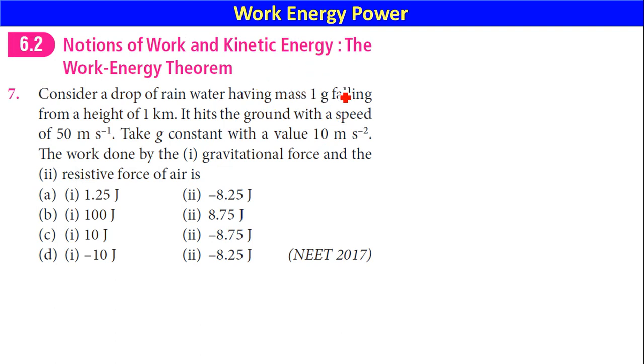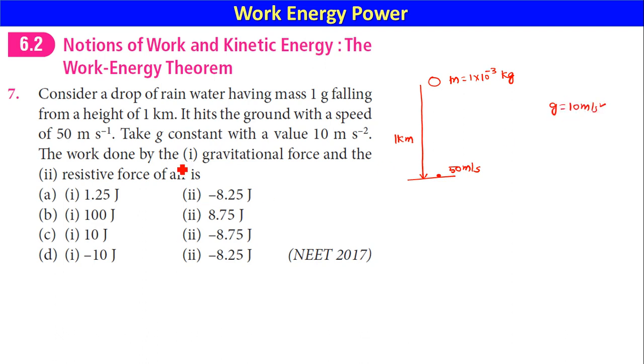Now let us start with the notions of work and kinetic energy. This is the application of the work energy theorem. So now consider a drop of rainwater having a mass of 1 gram. Let us say this is a raindrop of mass 1 gram. 1 gram can be written as 1 into 10 power minus 3 kg, falling from a height of 1 kilometer. It is falling 1 kilometer. It hits the ground with a speed of 50 meter per second. When it hits, the final velocity is supposed to be 50 meter per second. Take g as a constant value, g is equal to 10 meter per second square.